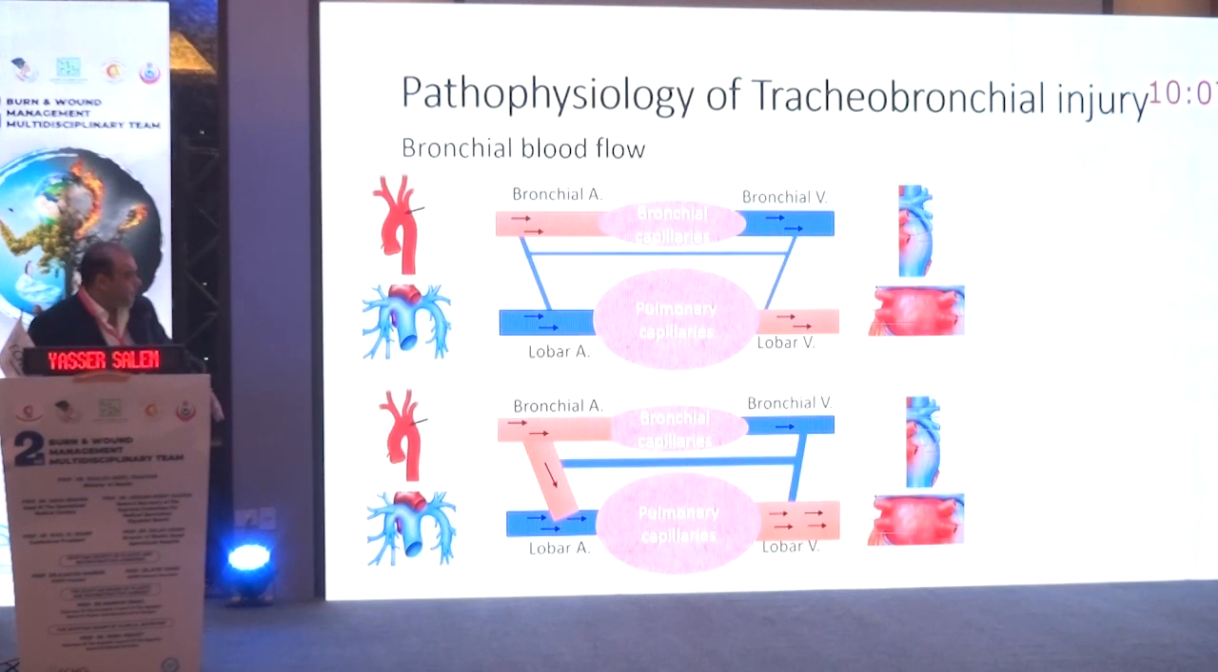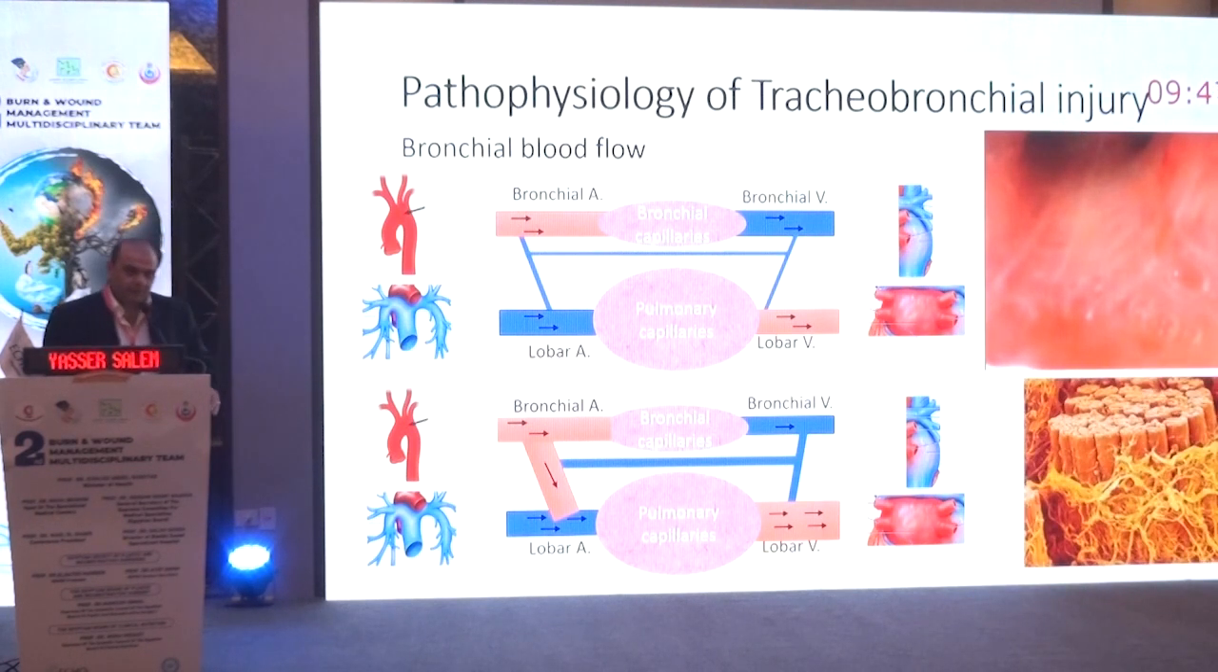This picture shows us that the lungs are supplied by both the pulmonary route and the bronchial route. The bronchial route is affected by the extensive vasodilatation, so there is an increase in the bronchial blood flow, and eventually there is an increase in the pulmonary blood flow.